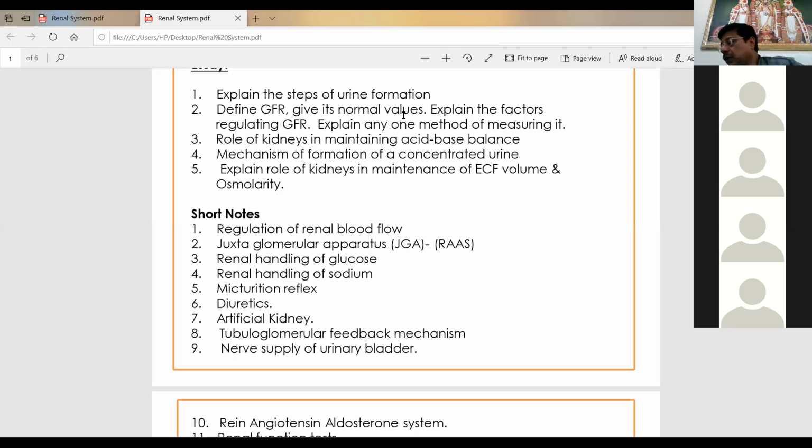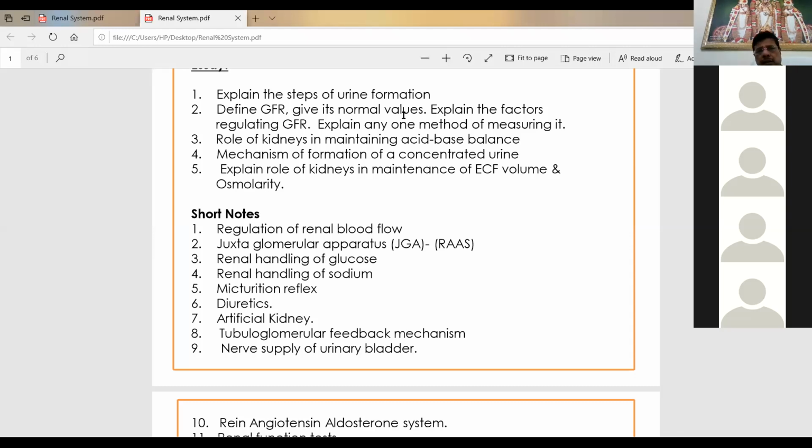I'll go to the next question. Define GFR and give its normal values. I already told you GFR is defined as the amount of filtrate formed by all the nephrons of both the kidneys in 1 minute. The normal value is 125 ml per minute in males, and around 110 to 115 ml per minute in females.